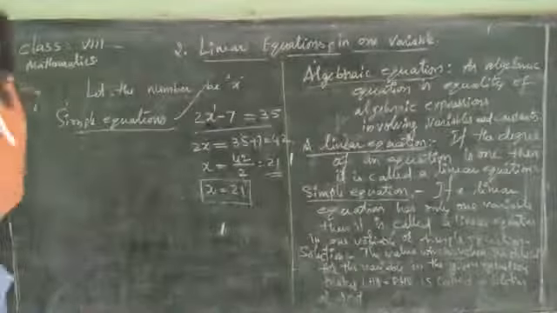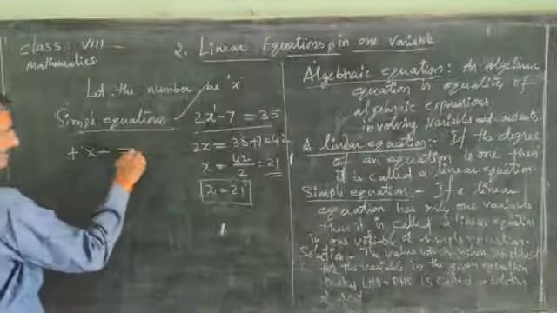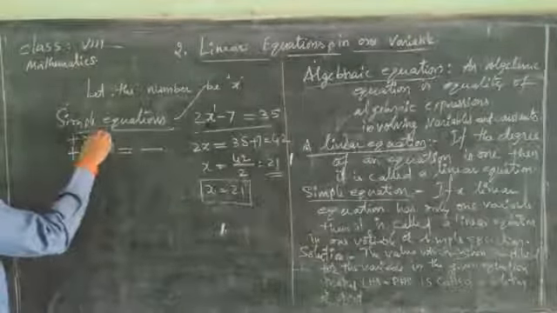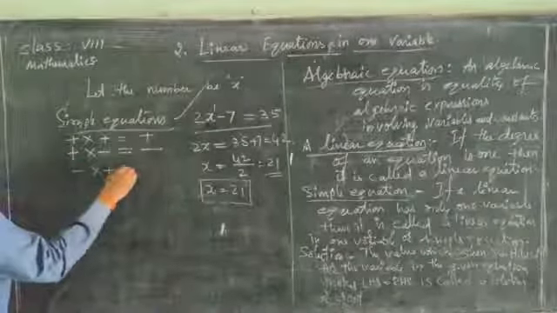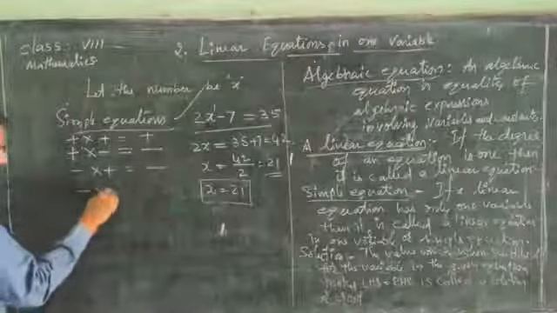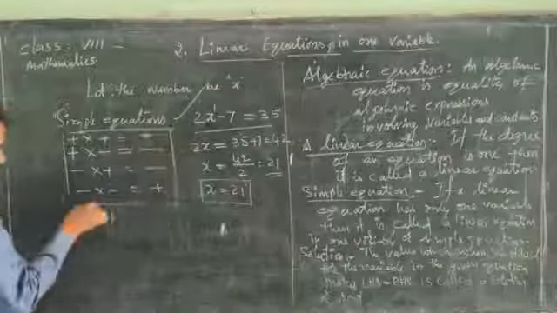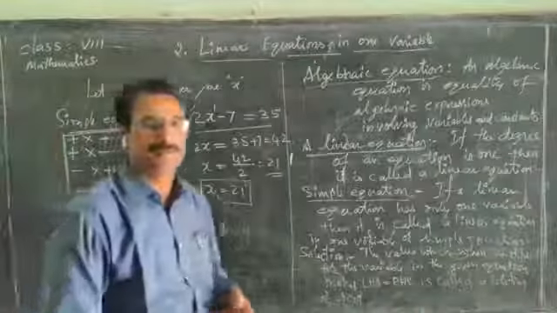We also learnt in the earlier classes, once you observe it: plus into minus is minus, plus into plus is plus, minus into plus is minus, minus into minus is equal to plus. It is also an important one. These two are very important.